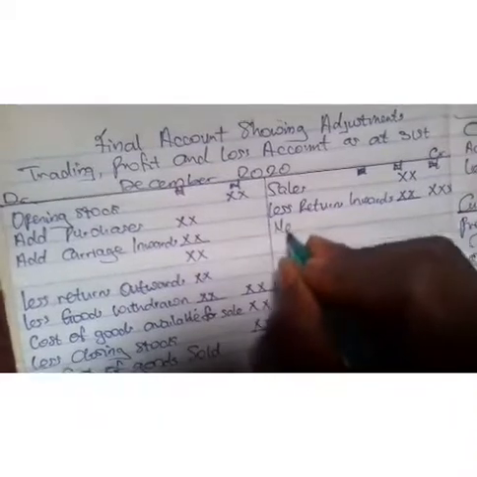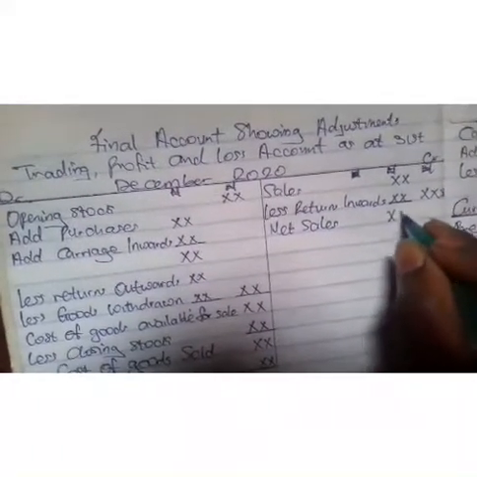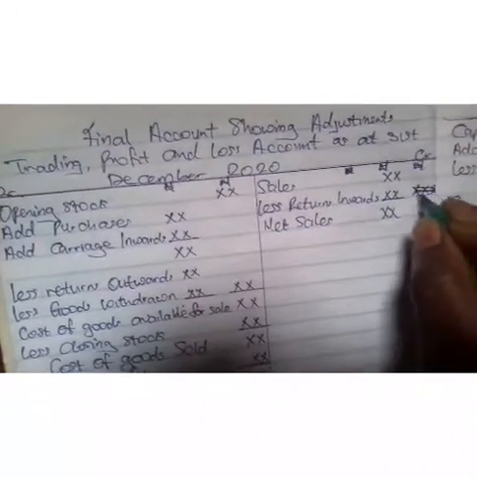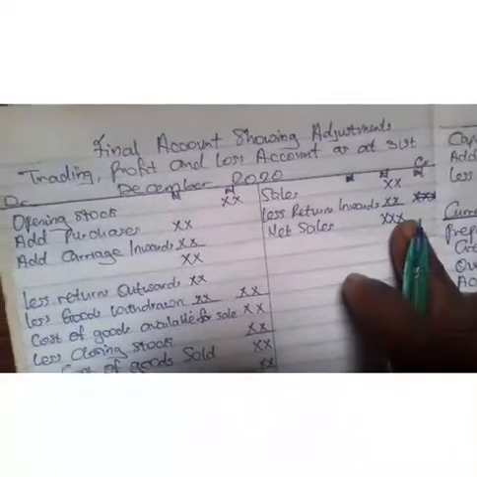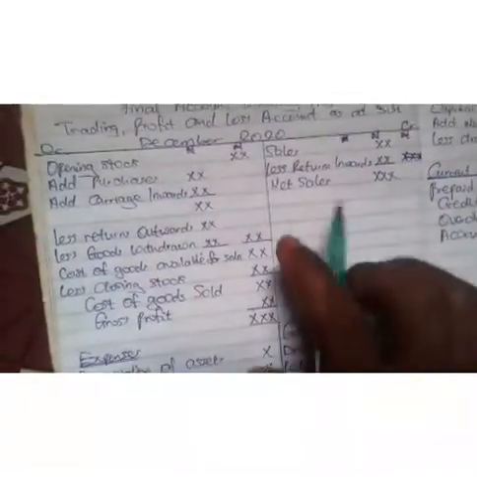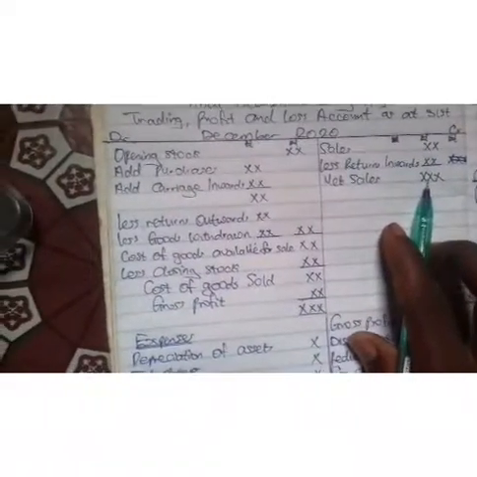This is what we call net sales. When you less it, you get this. Just cancel this one, so that you understand it. So this is your net sales. Since this is your net sales, we know you less it from this, and you get the net sales.